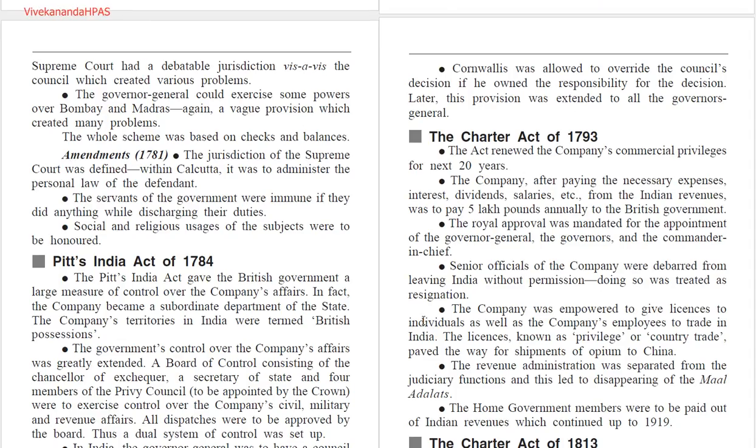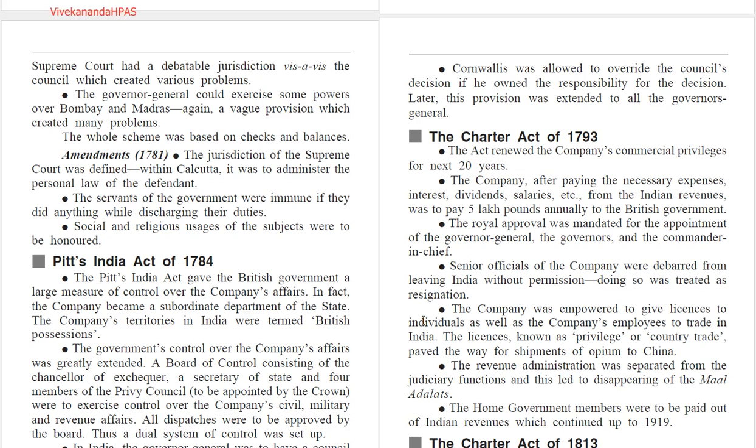Then came the amendment of 1781. Now why was this a problem? When the Supreme Court was established, it had jurisdiction over all the major decisions and all the things that the company was doing. So basically anybody could go to the Supreme Court and file a case against the Governor General of India or the company servant, even a native of India.